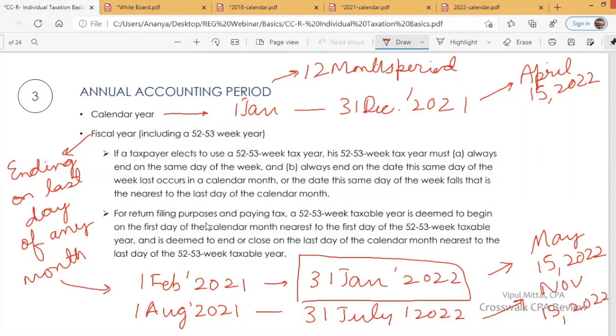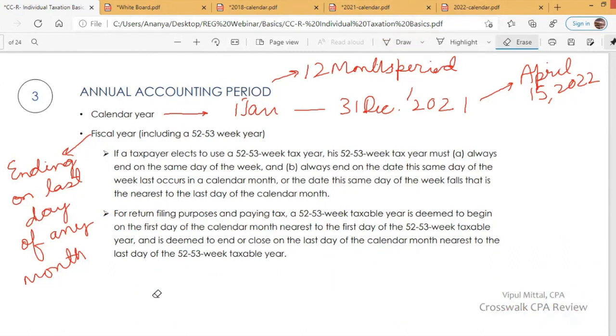Now, you may select calendar year as your tax year or a fiscal year as your tax year, but you can also select 52, 53 week as your tax year. Now, what is this 52, 53 week tax year? So let's see. If a taxpayer elects to use a 52, 53 week tax year, his 52, 53 week tax year must always end on the same day of the week.